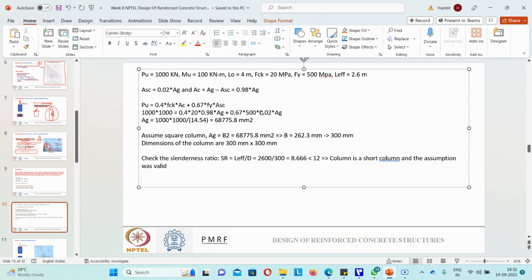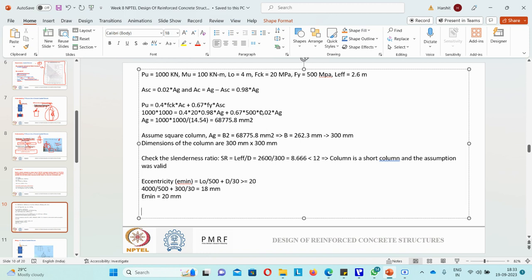Now, how to take moment into account? For that, let's first calculate the eccentricity. What is the eccentricity? E minimum. How is it given? It is nothing but L naught by 500 plus D by 30, that should be greater than or equal to 20. That is what the IS code says. So what we are getting: L naught by 500, so 4000 by 500 plus 300 by 30. This value will come out to be 18 mm, which is not greater than 20 mm. So my E minimum will be 20 mm.